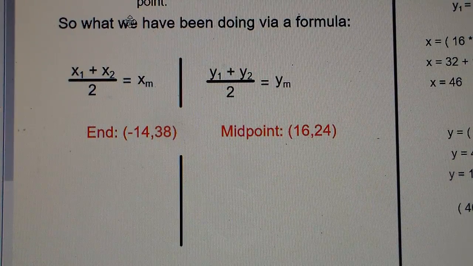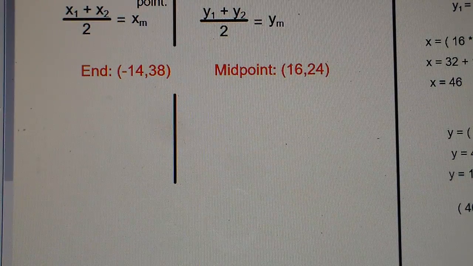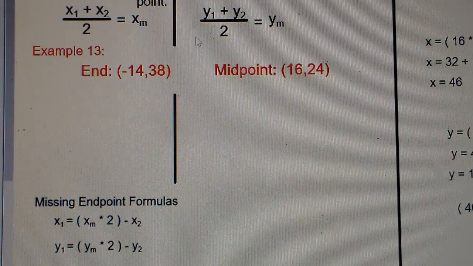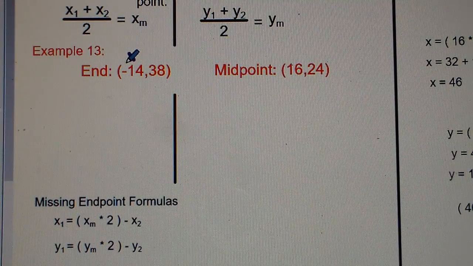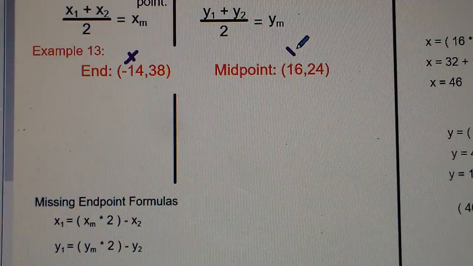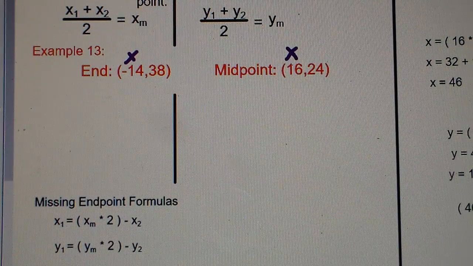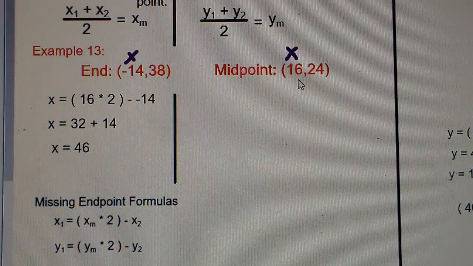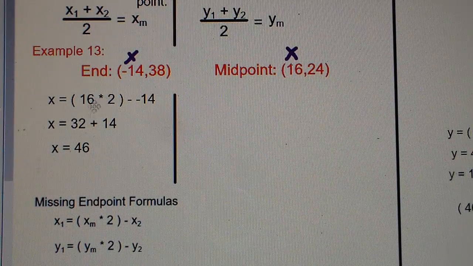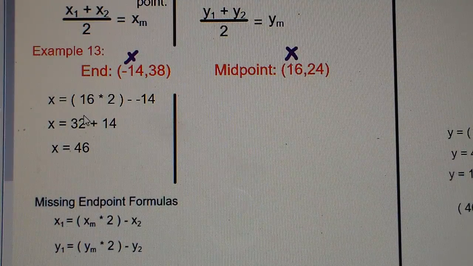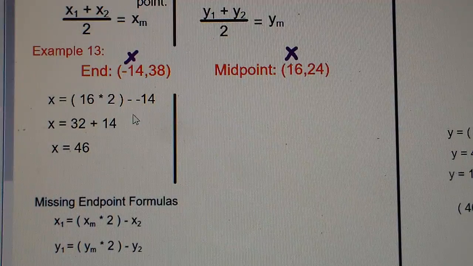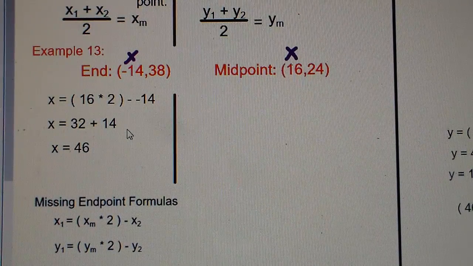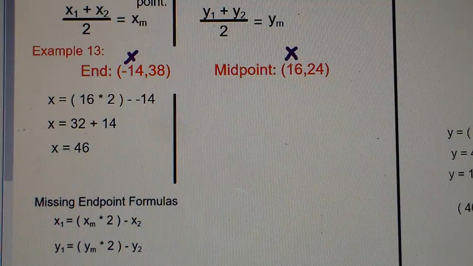Let's do another. Example 13. Remember, our x values come first in the coordinates, so we have x equals negative 14, and our midpoint x value is 16. We plug them in. We take our midpoint value and we double it. So 16 times 2 is 32. And then we subtract the negative 14. Two negatives in a row turn into a positive. 32 plus 14 is 46. So that's my x value.